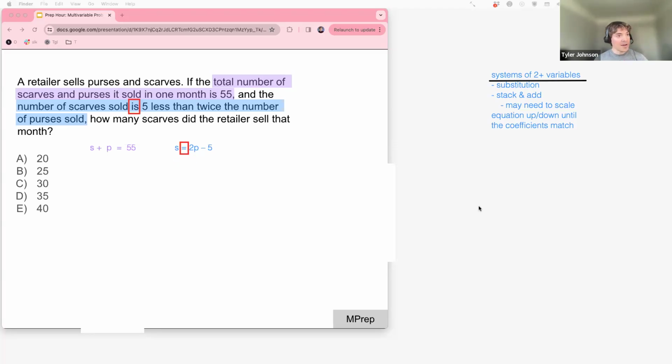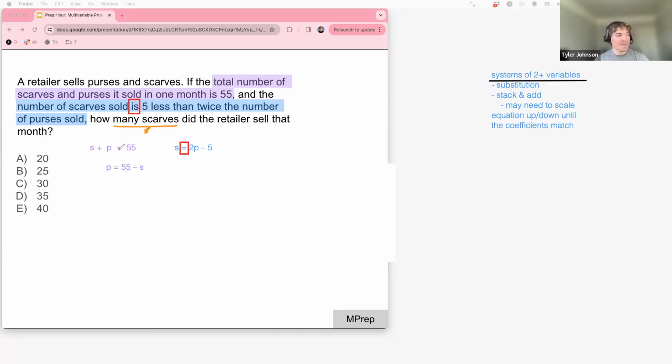And then notice my ultimate goal here. The question I'm asked is, how many scarves were sold that month? So as written, I don't want to replace S with 2p minus 5, because that's going to lead me to getting a value for p, but my goal is to get a value for S. So what I want to do instead is get things in terms of p, because p is the variable I want gone. I want to keep S intact to get that scarves number.